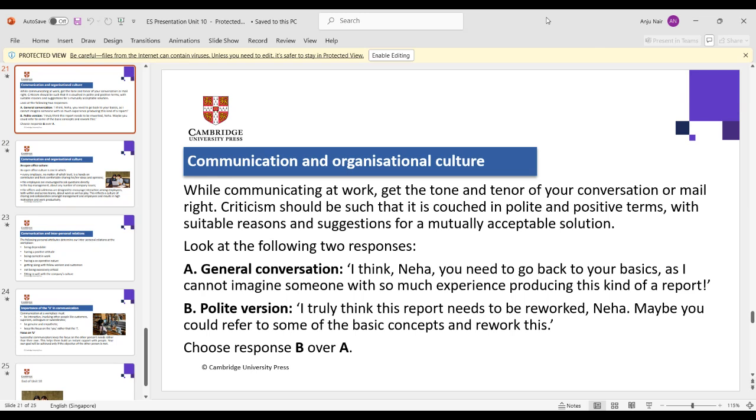There are two versions given here, a general or casual conversation, and a polite version. Which one would you choose and why? Then again, yesterday I think I told you how you would give feedback, respond to criticism, or criticize somebody. So understand the organization culture, the hierarchy, and the communication pattern followed in the organization, and then start working, speaking, or communicating.